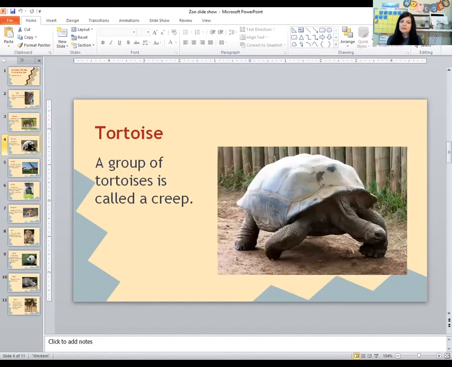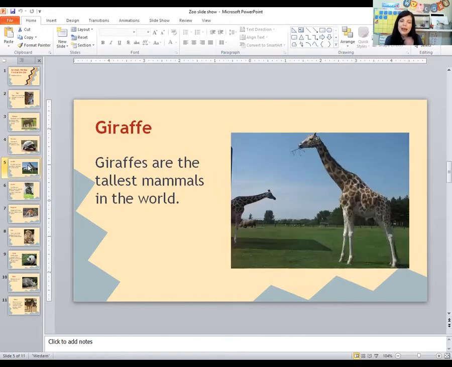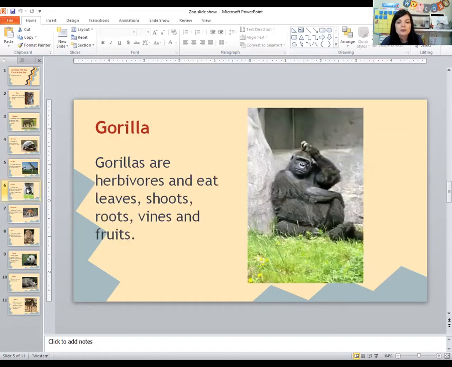What's this? It's a turtle. It's actually called a tortoise. It can get really big. Look at that rounded shell. A tortoise can live in a group, and when it's in a group, it's called a creep. What animal is this? It's a giraffe. Look at that long neck. A giraffe is the tallest mammal in the world.